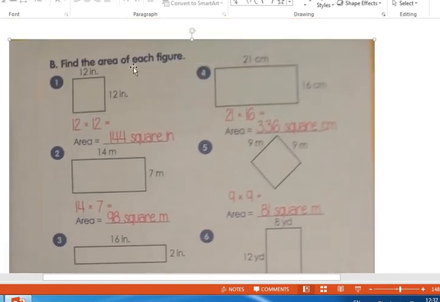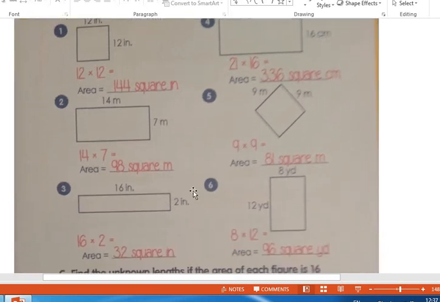Here also the area of each figure, area equals side times side in the square. 12 times 12 equals 144 square inches, because here it's given in inches. And here area equals length times width. Here it will be 21 times 16, so the answer is 336, and so on. The same here.